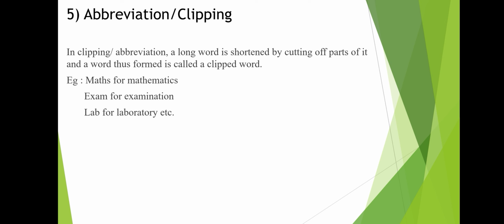For example, we use the word maths, but the actual word for maths is mathematics. We all know that, but we generally use the word maths. Then exam. The full form of exam is examination, but we all use the term exam. It's an abbreviated form of examination, or a clipped word. Then lab for laboratory. There are many other examples, like fridge for refrigerator, etc. So that is abbreviation or clipping.